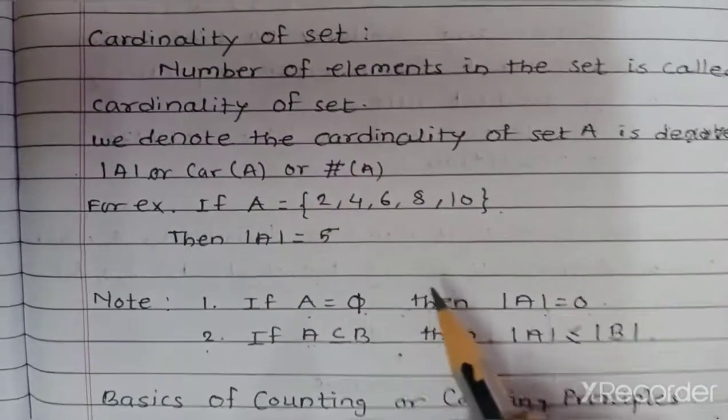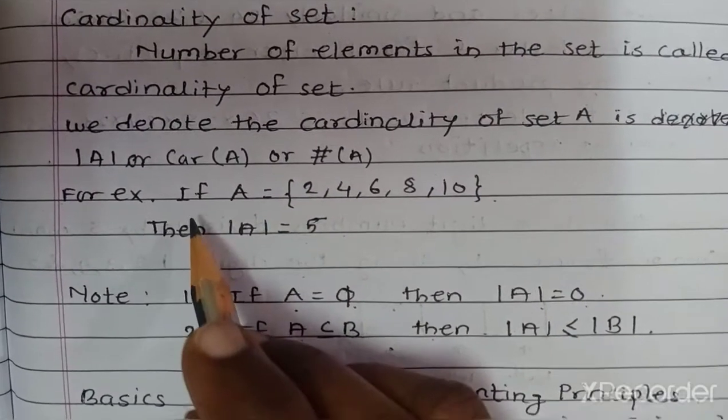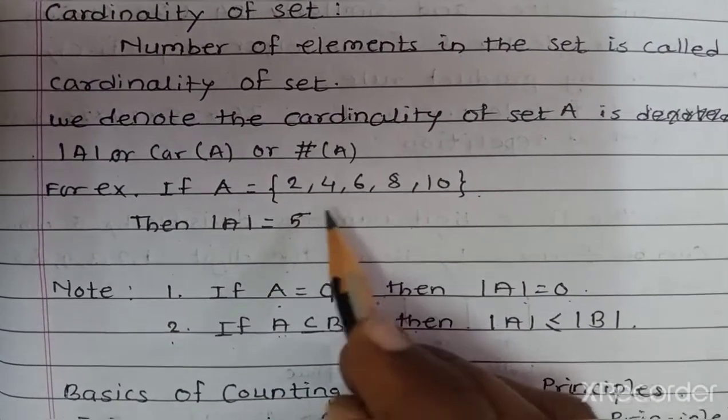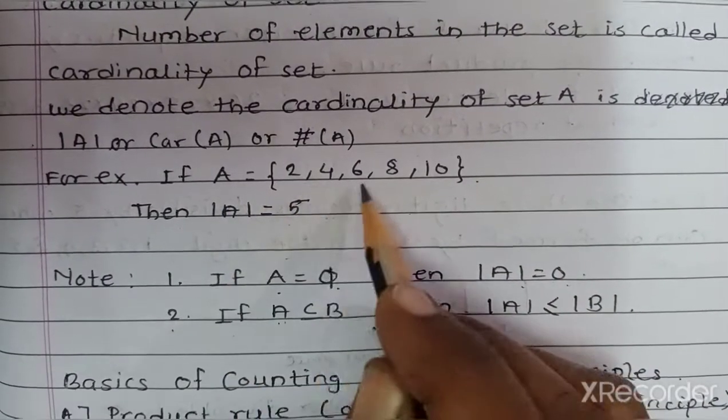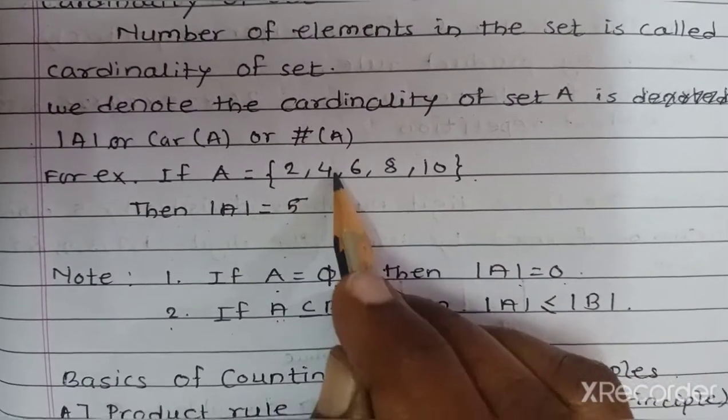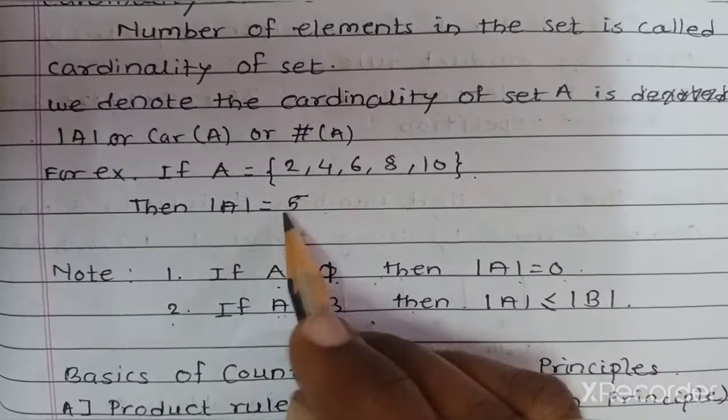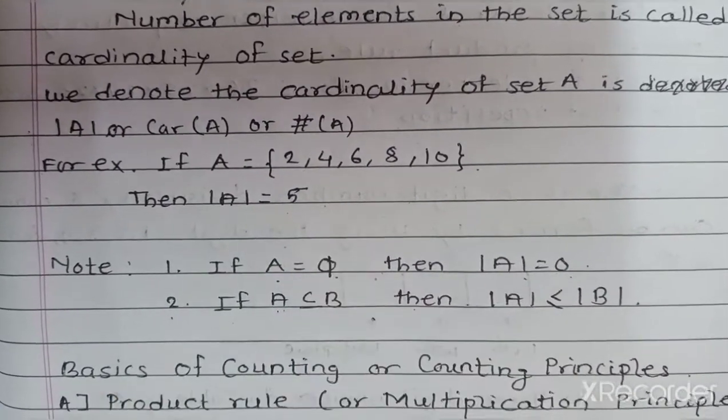For example, if A is equal to 2, 4, 6, 8 and 10, that set A contains finite elements, and the number of elements is 5. So cardinality of A is equal to 5.